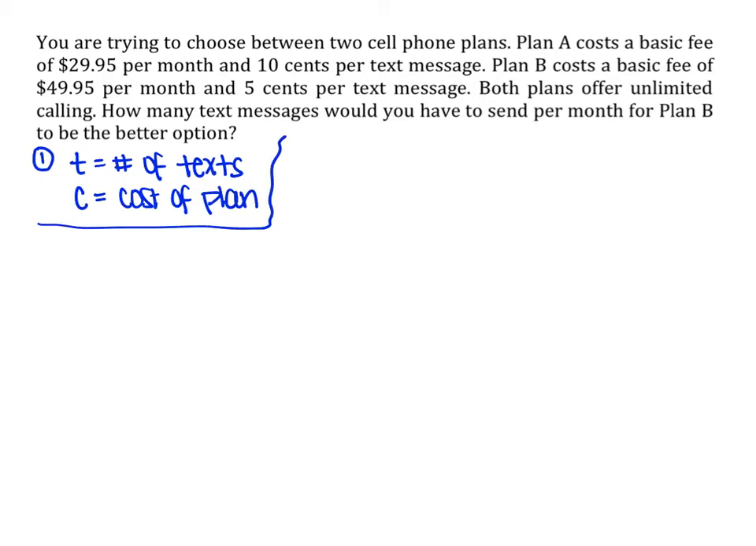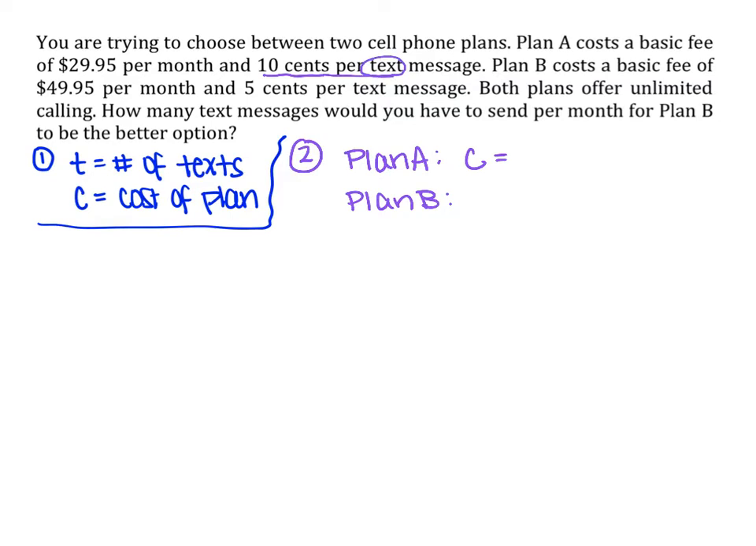My second step is to come up with a system of equations. I'm going to write an equation that represents Plan A and an equation that represents Plan B. Plan A, the cost is $29.95 per month and 10 cents per text message, right? So the number of texts was T. It's 10 cents per text. So that means I'm putting the 10 cents with the letter T.